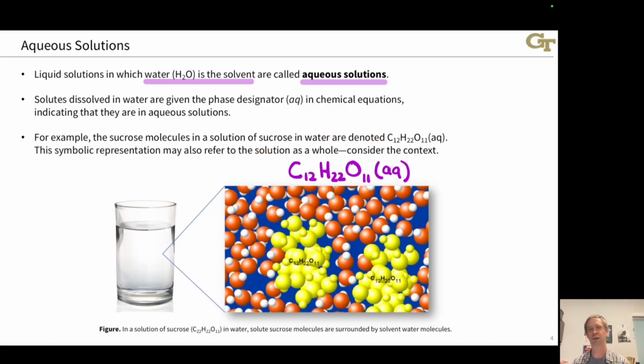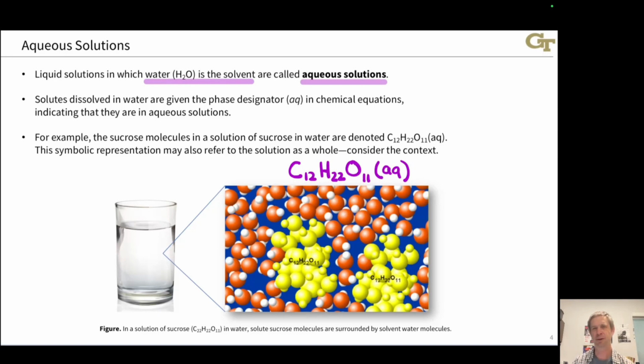There's a bit of ambiguity here between the domains of chemistry, going back to Johnstone's triangle. This symbolic representation can be used for both the submicroscopic level of a single sucrose molecule dissolved in aqueous solution, or the macroscopic level of the solution as a whole, with mostly water molecules and a little bit of sucrose in there.